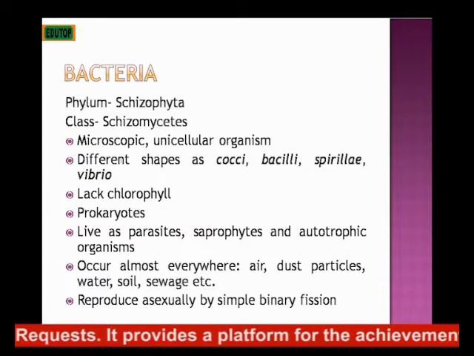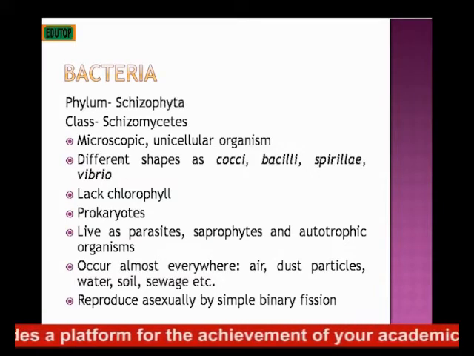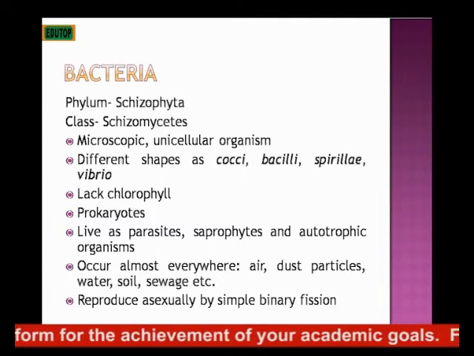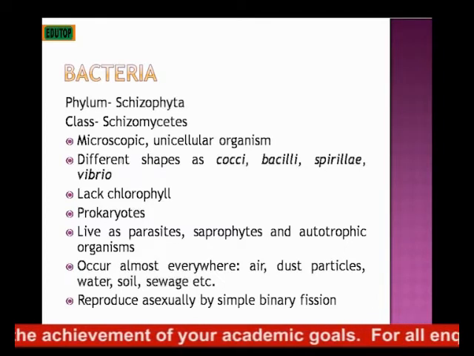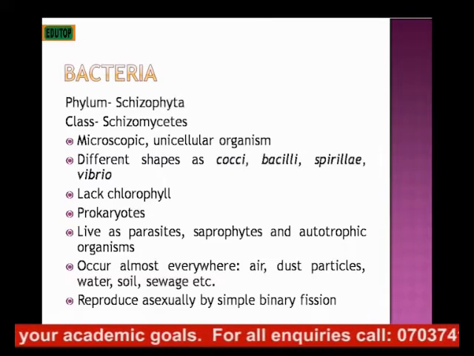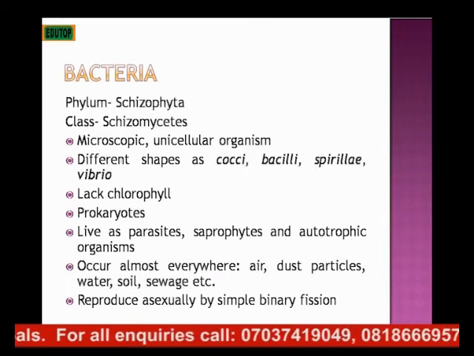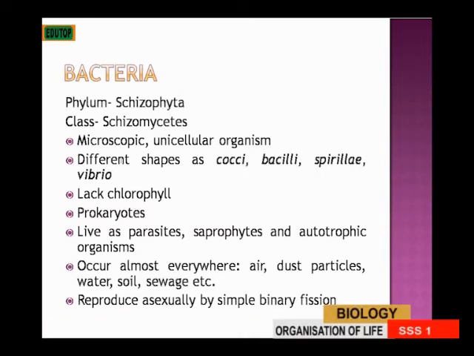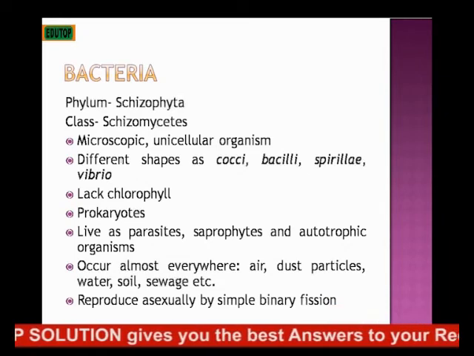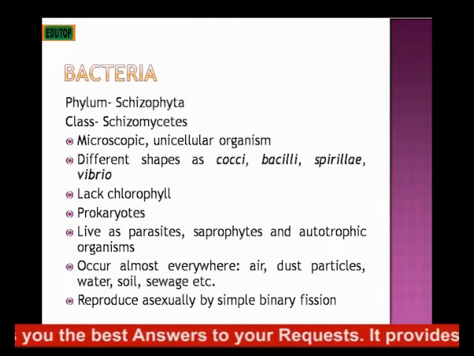Then bacteria lack chlorophyll. That tells you that they don't manufacture their food on their own. They lack chlorophyll. Then they are prokaryotes. That's their general kingdom. Then they live as parasites. What are parasites? Organisms that feed on another organism to its detriment. They depend on another organism till they cause harmful effects on the organism.